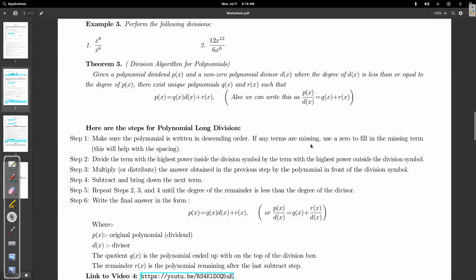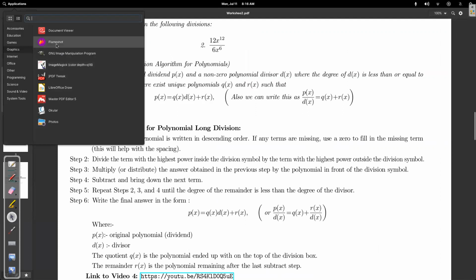Okay. Now polynomial division also has a division algorithm. It says this one.